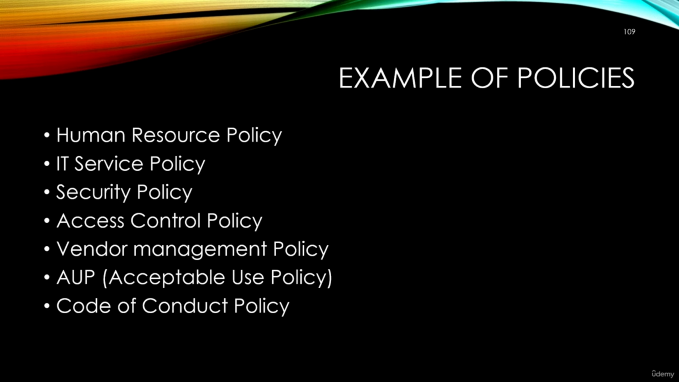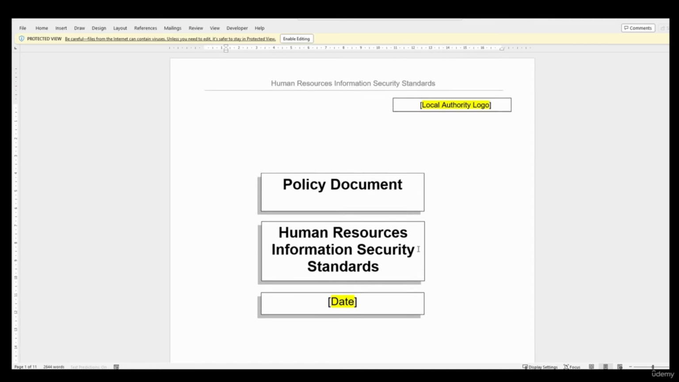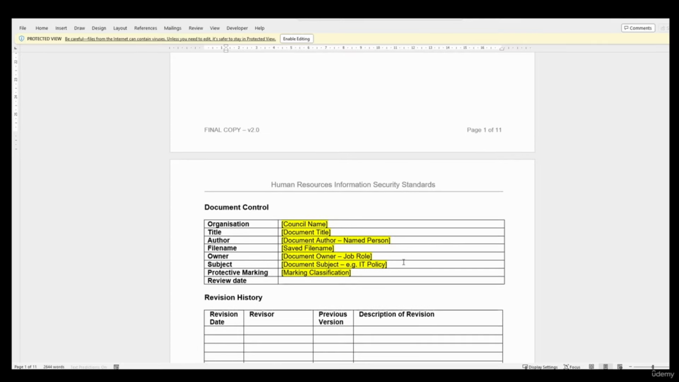It is a mandatory requirement as long as you need to prove the alignment with the business strategy and the governance requirements. So right now we are explaining how an actual policy document looks like. In this particular example, we are exploring together a human resource information security policy, which is a draft or a template that you can use for your organization.